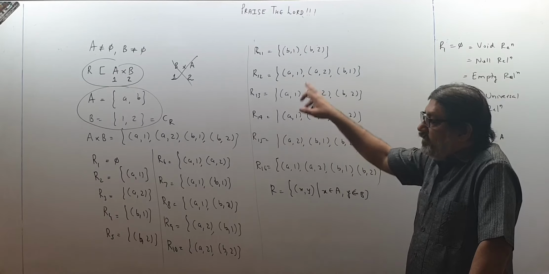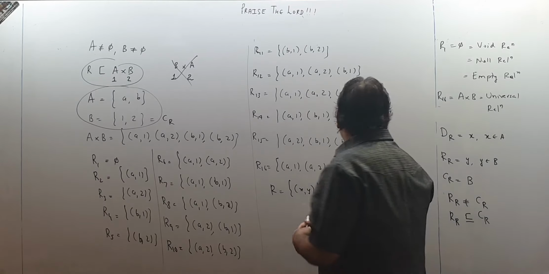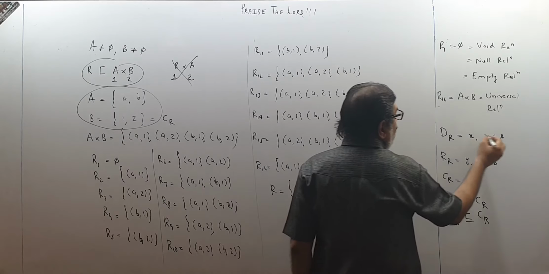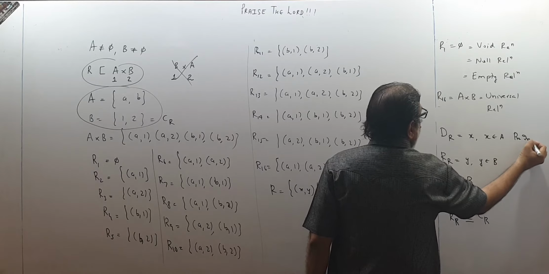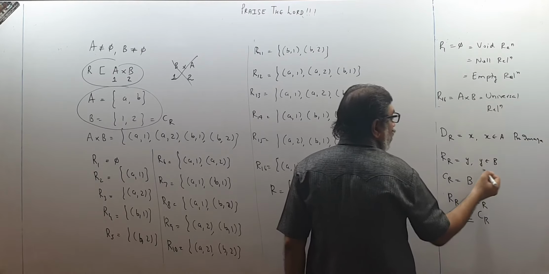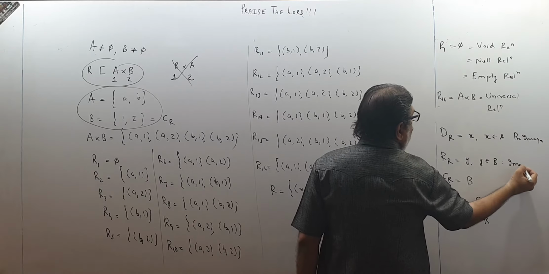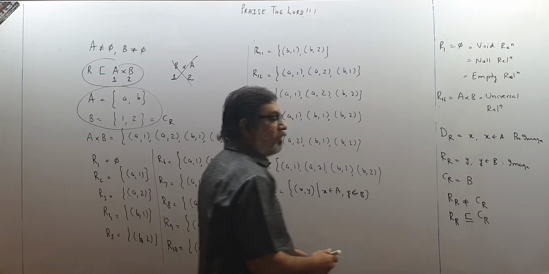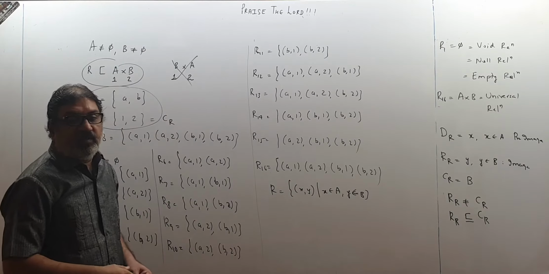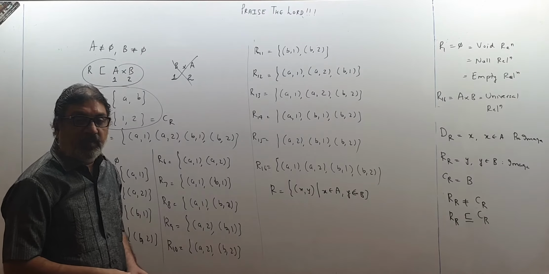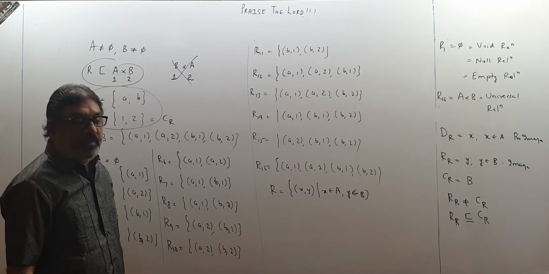The first elements are called pre-images. X is also called pre-image. It is also called pre-image. And the second elements are called images. Think like this. So first elements are also called pre-images and second elements are called images.